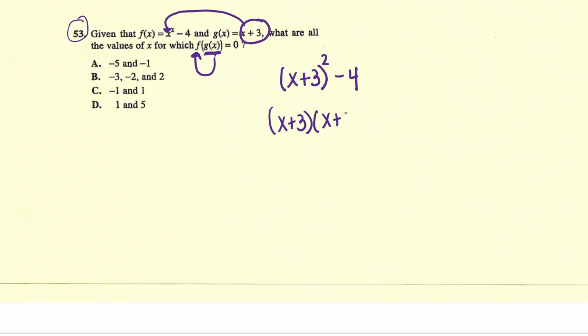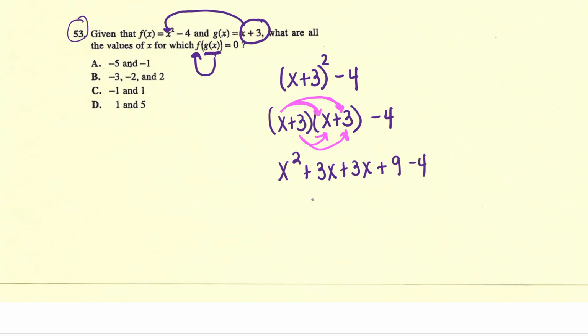The ACT likes those. Now I'm going to distribute, or like I said, some teachers call it FOIL, but basically x goes to everybody. And then the 3 says, okay, now I'm going to go to everybody. So x times x is x squared. x times 3 is 3x. 3 times x is 3x. And 3 times 3 is 9. And then minus 4. Clean that up, put your like terms together. So you have x squared plus 6x plus 5.